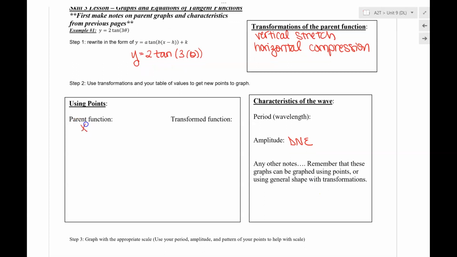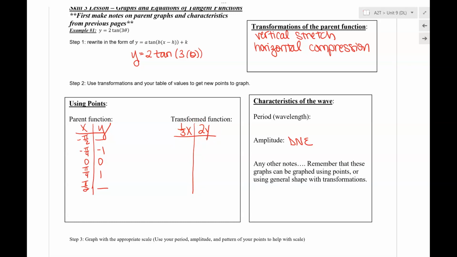Okay, so for the parent function points, we're going to use negative pi over 2. That's our first asymptote. Negative pi over 4, 0, pi over 4, and then pi over 2. These are asymptotes. Tangent of negative pi over 4 is negative 1, tangent of 0 is 0, and tangent of pi over 4 is 1. Those of you that have mastered the unit circle, I'm sure right now are so happy, and you're welcome. I told you. Okay, so then the b value will be 1/3 because we take the reciprocal times x or theta. It's the input, it doesn't matter, and then 2 times y.